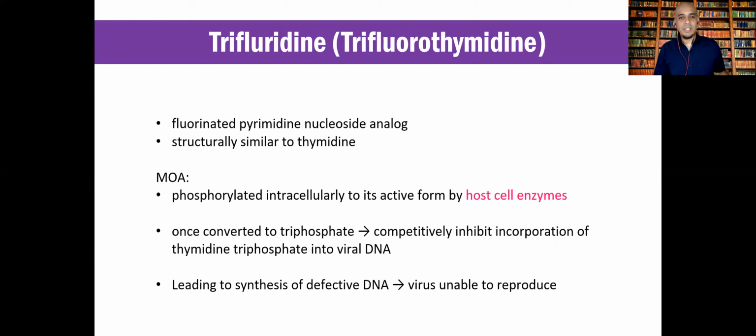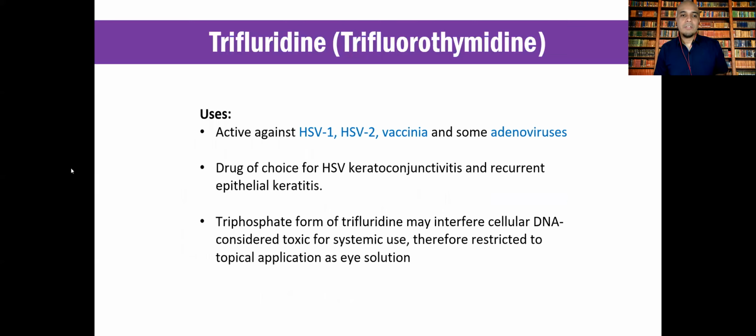Trifluridine is an anti-herpes drug used primarily on the eye. Trifluridine does not require activation by viral thymidine kinase. It is phosphorylated to its active form by host cell enzymes and then competes with host thymidine triphosphate, which then results in defective viral DNA. Trifluridine is effective in treating keratoconjunctivitis and recurrent epithelial keratitis due to herpes simplex virus 1 and herpes simplex virus 2. Topical application of trifluridine solution alone or in combination with interferon alpha has been used successfully in the treatment of acyclovir-resistant herpes simplex virus infection.